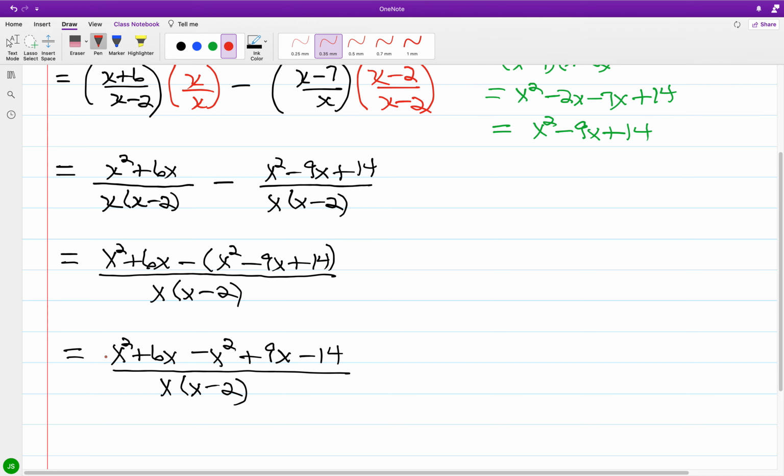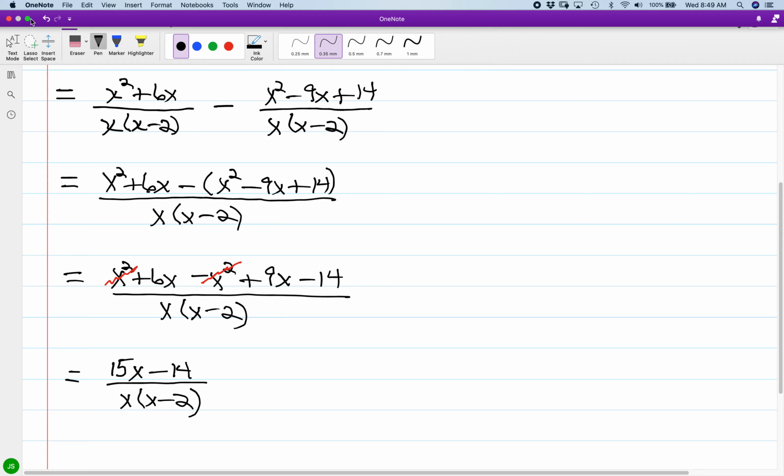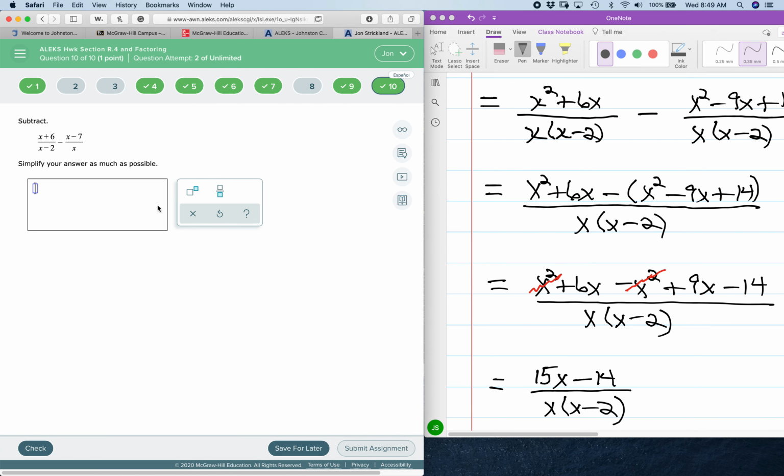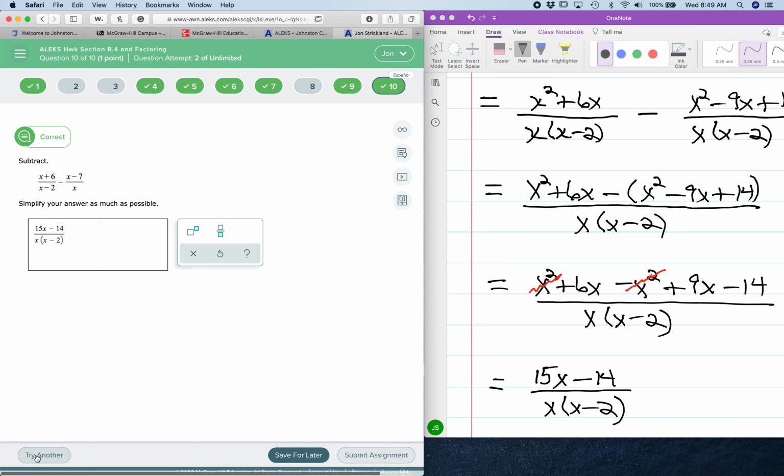And for what we have in the process, now we're going to have the x squared terms cancel out. Combining the x terms in the numerator, 6x plus 9x becomes 15x. We have minus 14, all over x times the quantity x minus 2. And that is going to be in simplest form. Now taking what we have and transferring over, we have in the result 15x minus 14 all over x times the quantity x minus 2, and checking the result, the answer is correct.